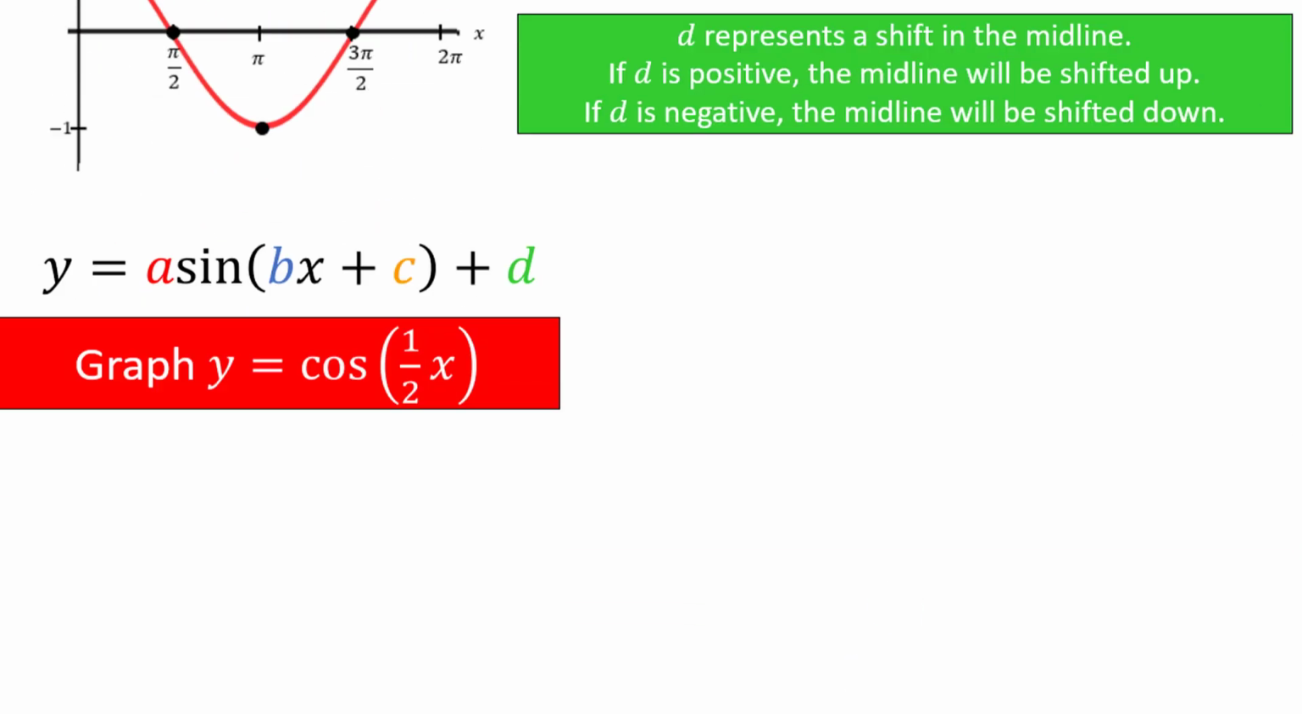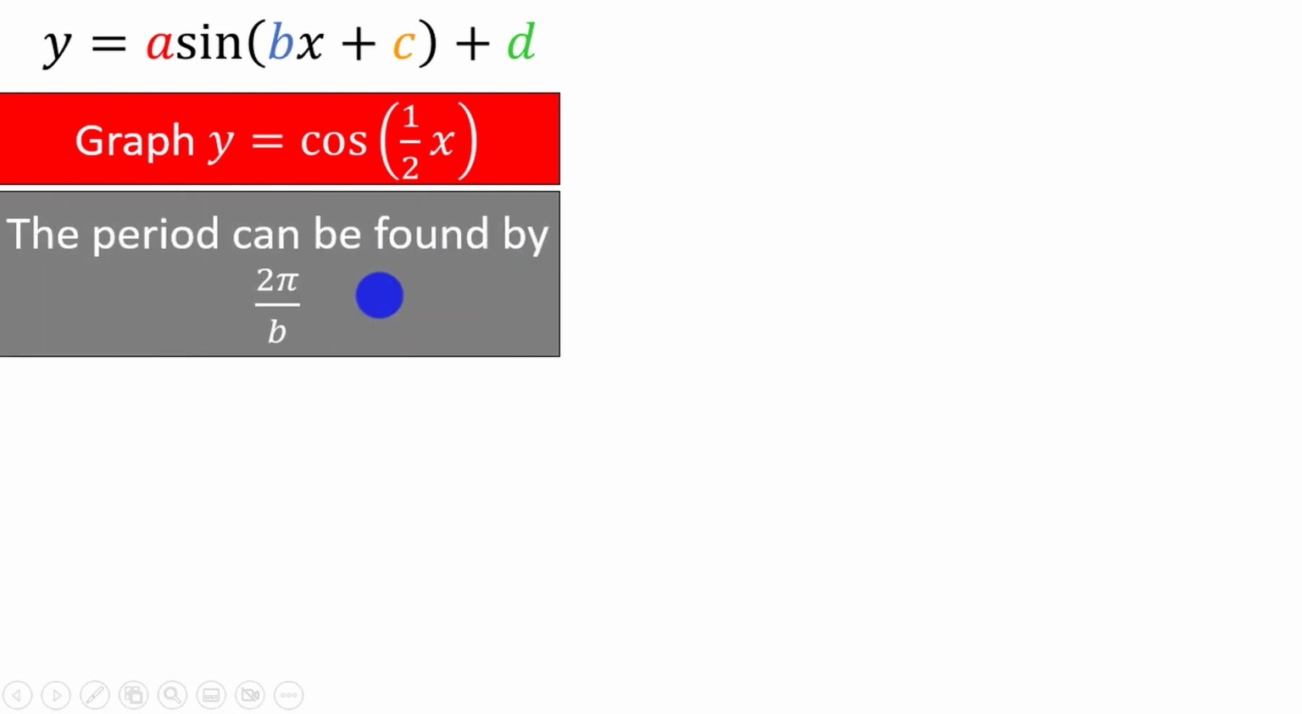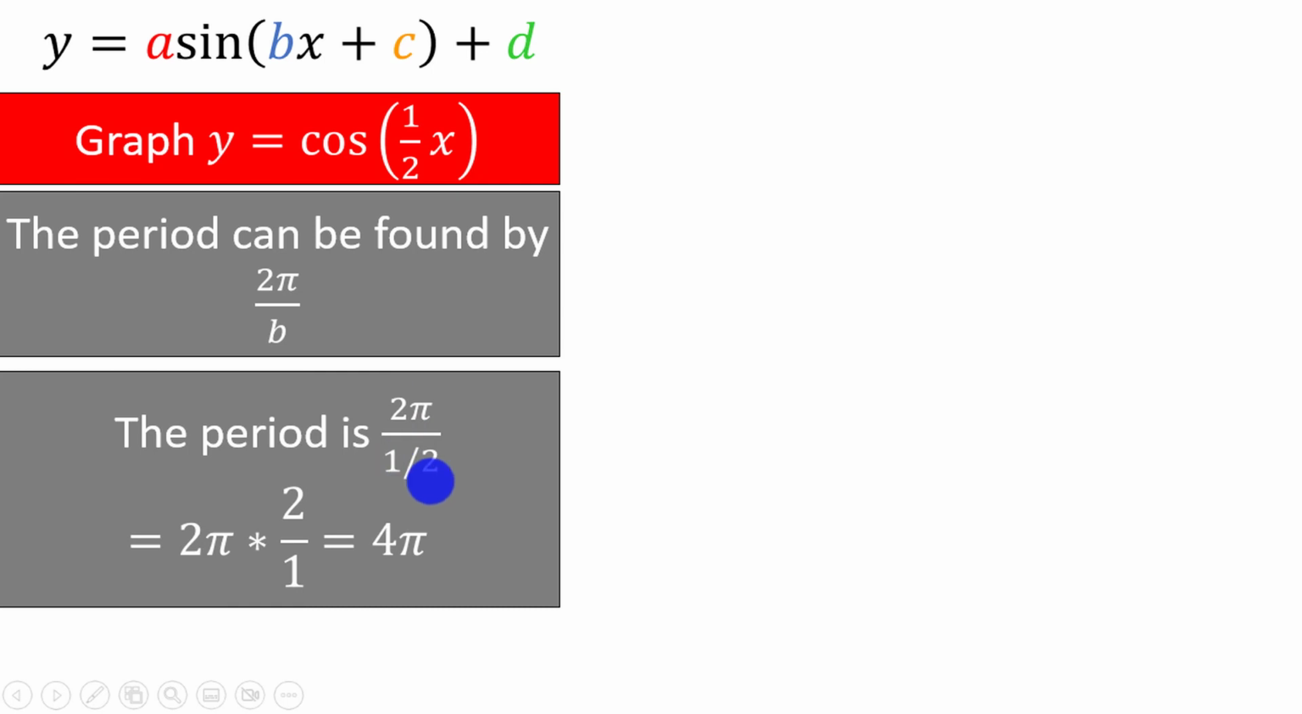Let's take a look at some examples. Say that we are asked to graph y equals cosine of 1/2 x. In this example, we have a value for b, a value multiplying x on the inside of our function. That means we have a change in period. You can always find the new period by taking the original period, which is 2 pi, and dividing by b, the value multiplying x inside your function. In our case, we will have 2 pi divided by 1/2. We can reciprocate the denominator and multiply, so that we have 2 pi times 2 over 1, which is equal to 4 pi. That means that the period of this function is not 2 pi, but it's actually 4 pi.